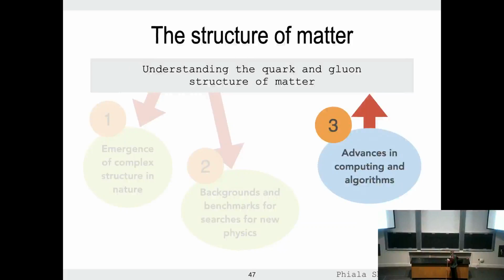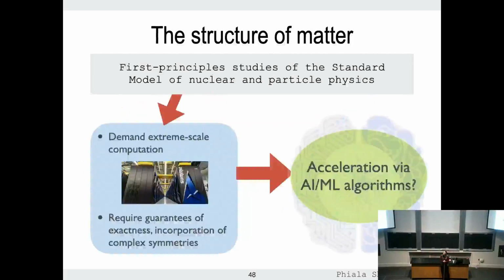So that brings me to the last little hint. We have problems that require extreme scale computation, and extreme scale computation is still not enough when we get to nuclear physics. We also are doing first principles theoretical physics calculations that require guarantees of exactness. There are symmetries that need to be exactly respected and so on. And so putting these two things together, you get the question of, well, can I accelerate this using things like artificial intelligence and machine learning? And how do I maintain the exactness and build all of my symmetries in?